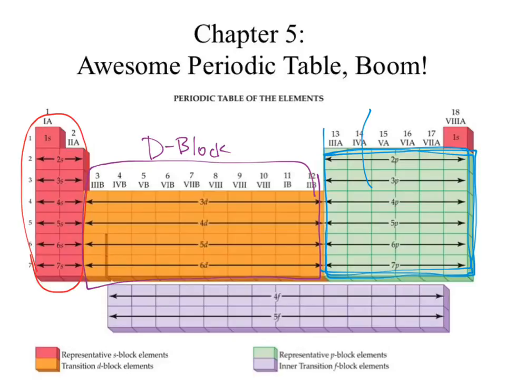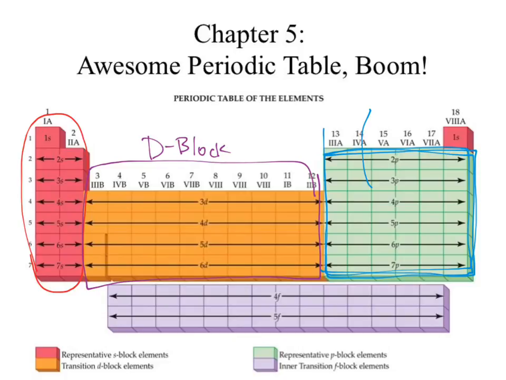What was our trend for atomic radius? As we went down a column, what happened? Got bigger. Why would it get bigger? More electrons. We're going to higher energies. If we look at our electron configurations, we're in a higher energy level when we move down a column, which means our electrons are necessarily further away. So our atom gets bigger.